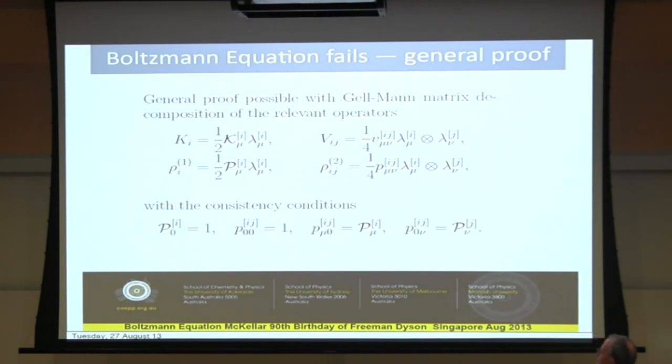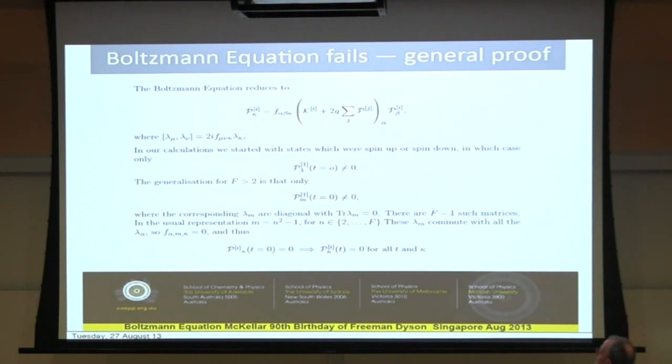You just have to write out everything in terms of the Gell-Mann matrices and components like this, and you get some various consistency conditions so that the single body operators, like the single body Hamiltonian, are written out in terms of one of these. Two body operators, like the potential or the two particle Hamiltonian, and the two particle density matrix, are written out in terms of direct products of two of them, and so on. And when you do those manipulations, you find that the Boltzmann equation reduces to an equation like this, that we have.